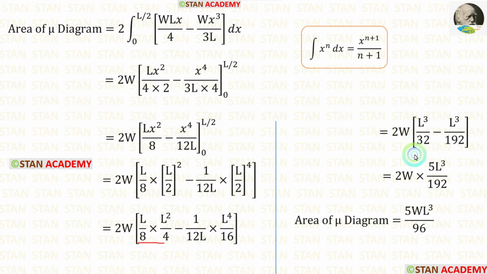8 into 4, we will get 32. 12 into 16, we will get 192. Using the calculator, we can add these two terms. When we add these two values, we will get 5L cube upon 192. Now let us cut this 2 and 192. Here we will get 96. Finally, we are getting the area of mu diagram 5WL cube upon 96.